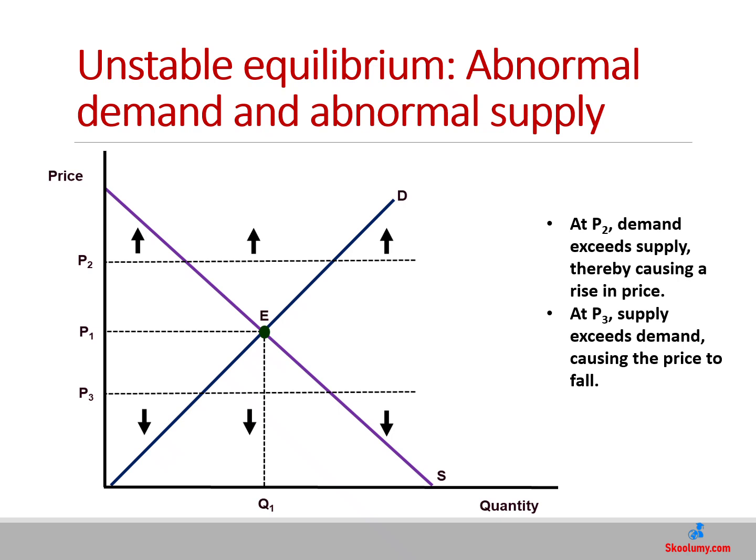At P2, demand exceeds supply, causing a rise in price. At P3, supply exceeds demand, causing the price to fall. In both cases, the original equilibrium price, P1, is not restored.